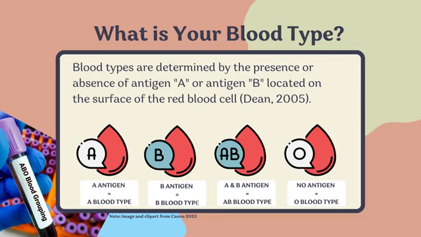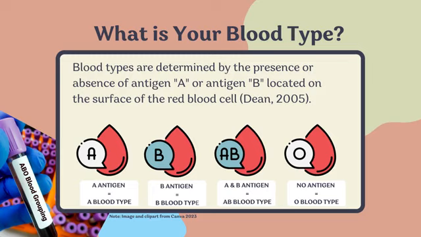It's important to note that we inherit our blood type from our biological parents, but that's not the only factor. Our blood type is determined by whether or not there are antigens on the surface of the red blood cell. And those antigens are known as either antigen A or antigen B.